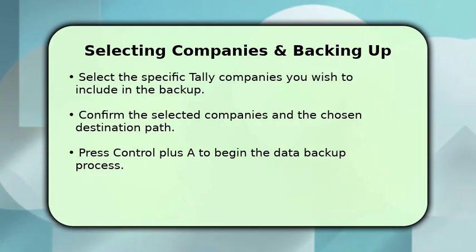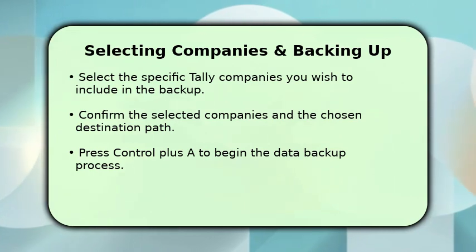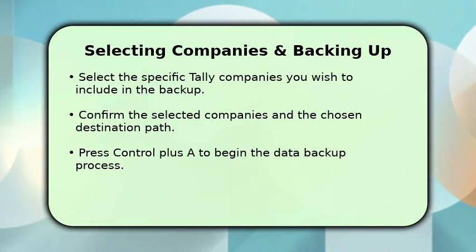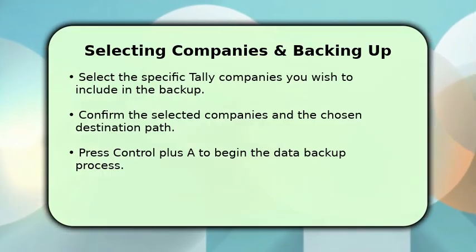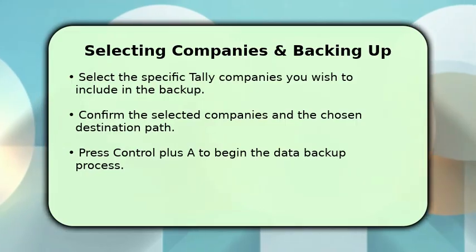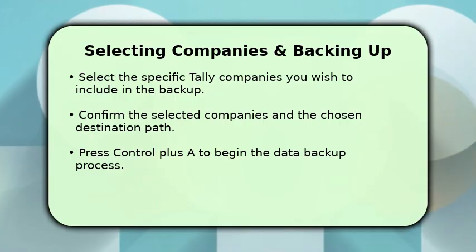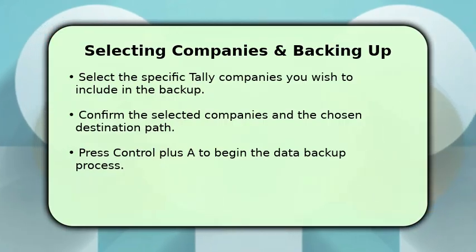With your source and destination paths set, it's time to select the companies you want to backup. Tally will display a list of all available companies. Simply choose the ones you need to protect. After making your selections, review the destination path one final time. Once everything looks correct, press Ctrl+A to start the backup. The process usually takes only a few moments, depending on your data size, and then your data is safely stored.